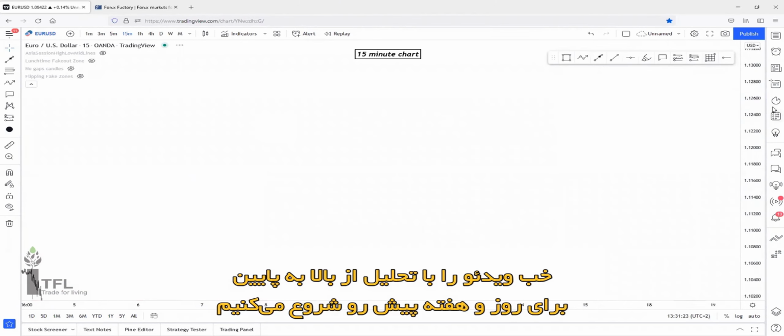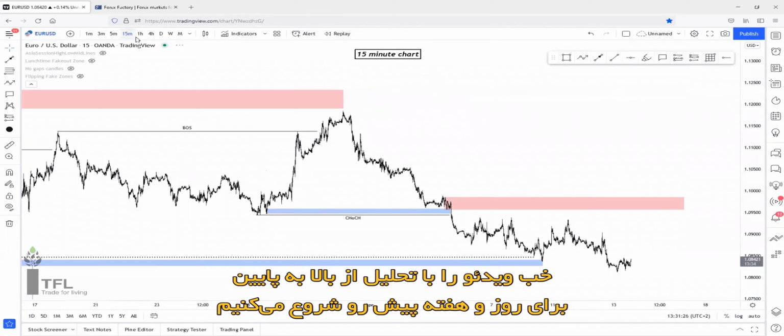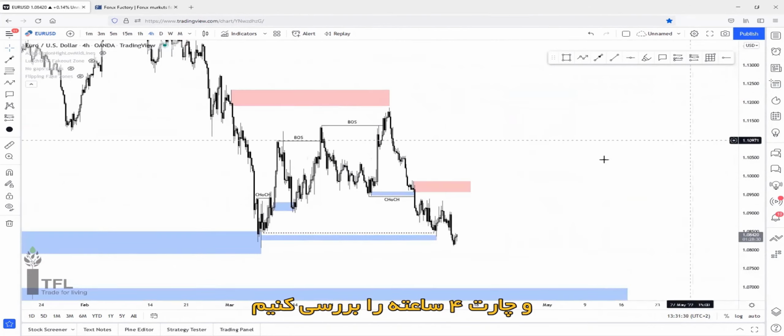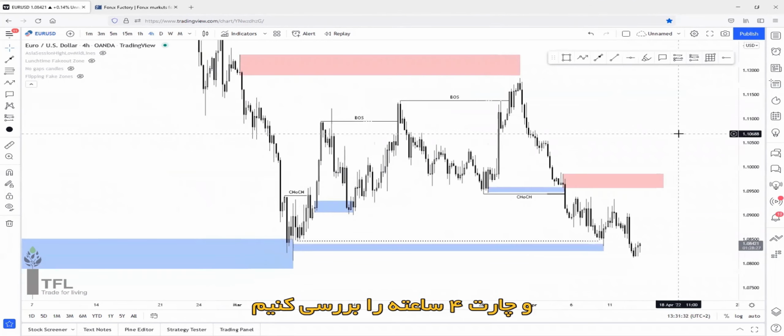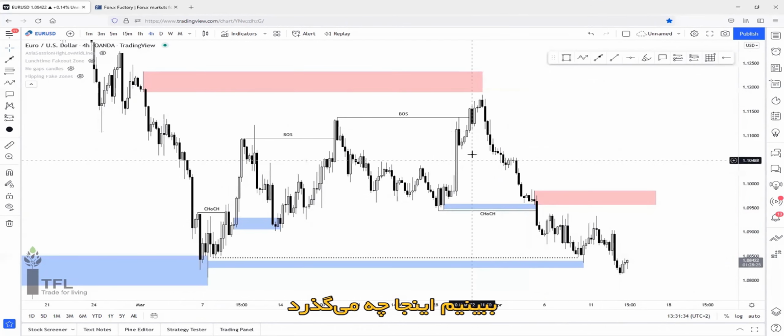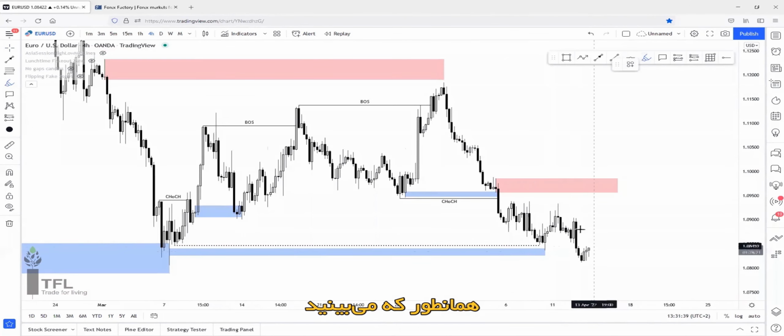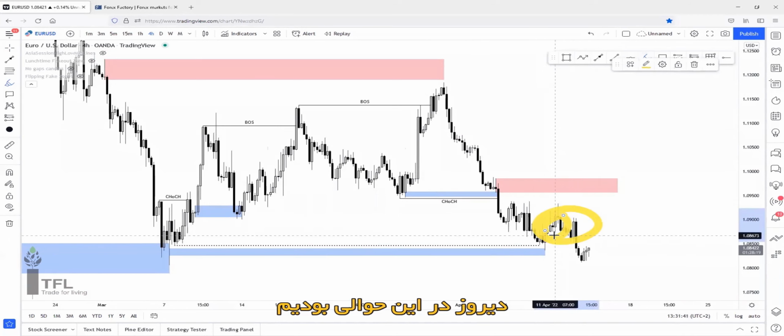So we are going to continue with the top-down analysis for the upcoming day and week. Just switch to the 4-hour chart and let's take a look at it. What's going on right here? Okay, so as you can see, we were somewhere around here yesterday.